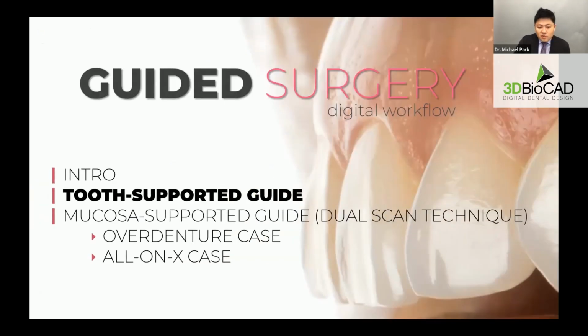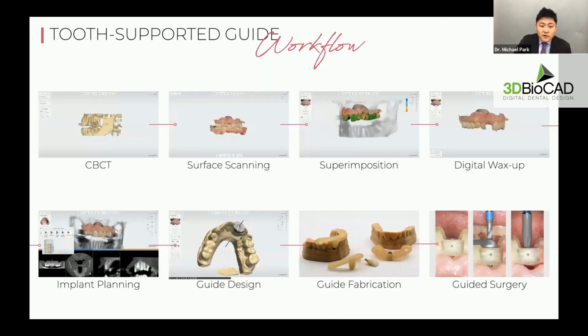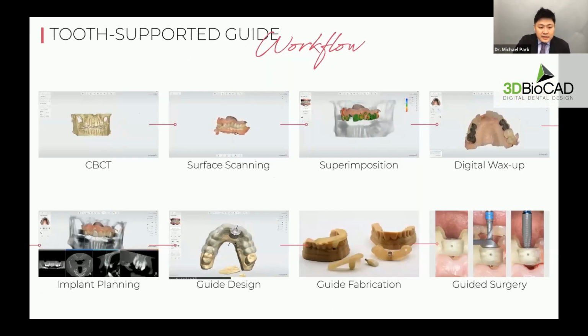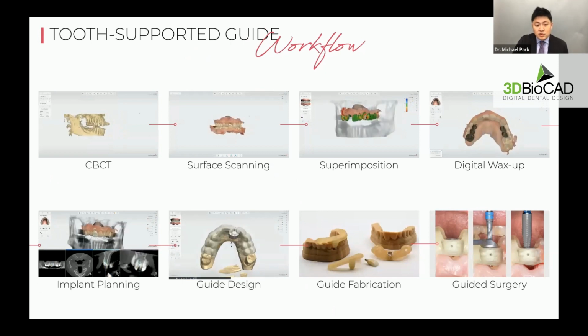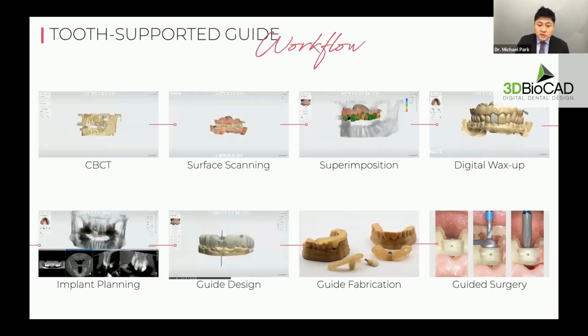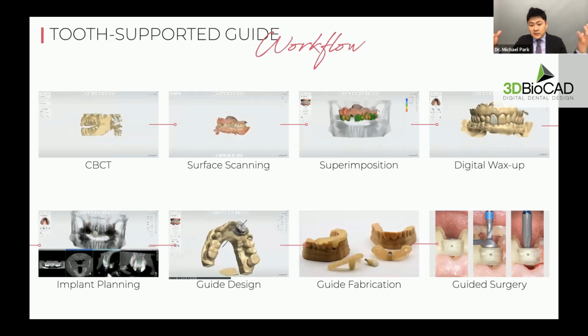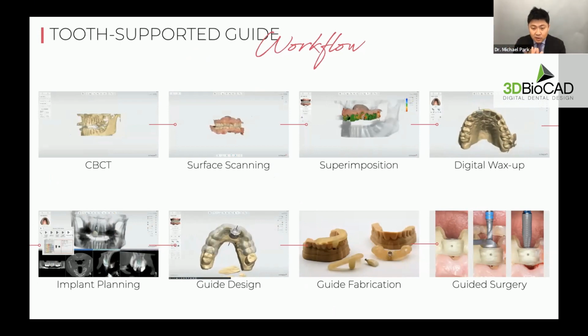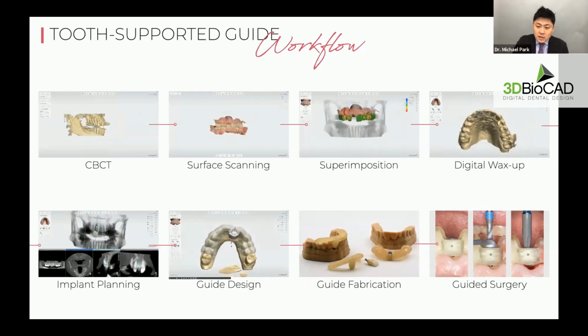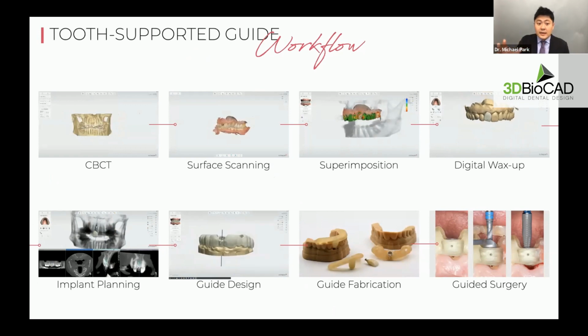So now let's go over the tooth-supported guide workflow. So the first step is data acquisition. So we need to do our CBCT scan and the surface scanning. And then we ultimately superimpose these two images together. And then we do our digital wax-up. So that's our prosthetic planning.